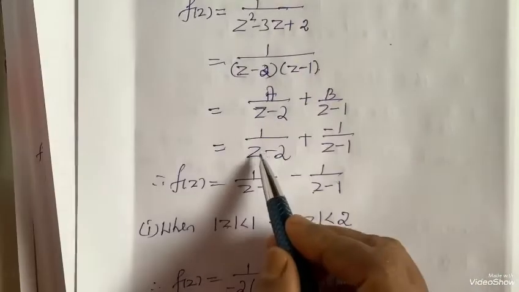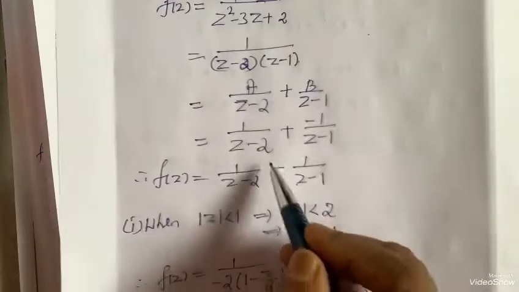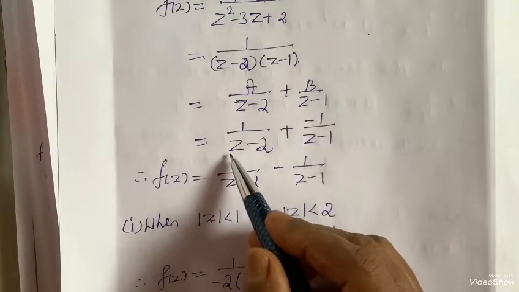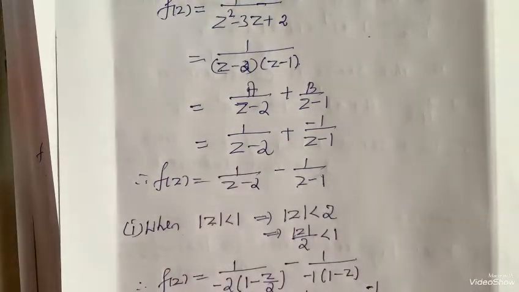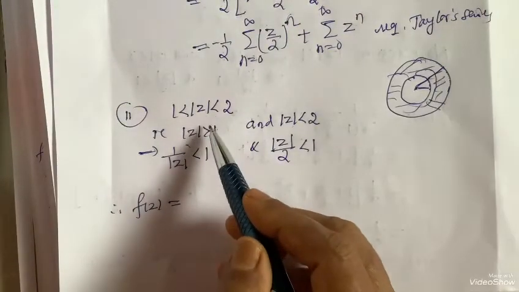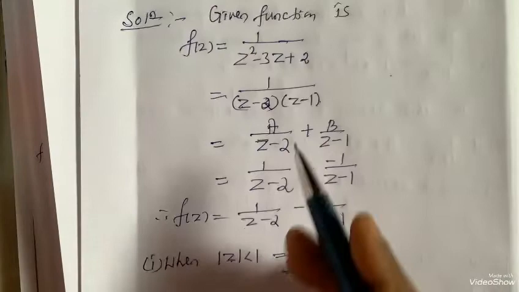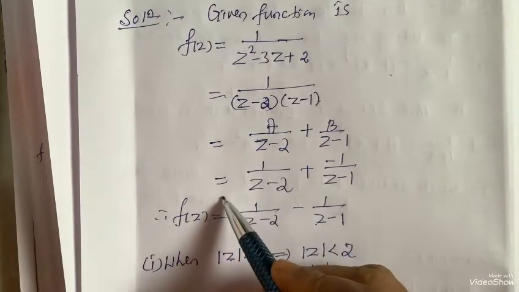Yes, f(z) is 1 upon z minus 2. Now if you take minus 2 outside, it becomes 1 minus z by 2. But z by 2 is not less than 1 in this case. It is more than 1. So now what should we do? Yes, here you bring z outside.